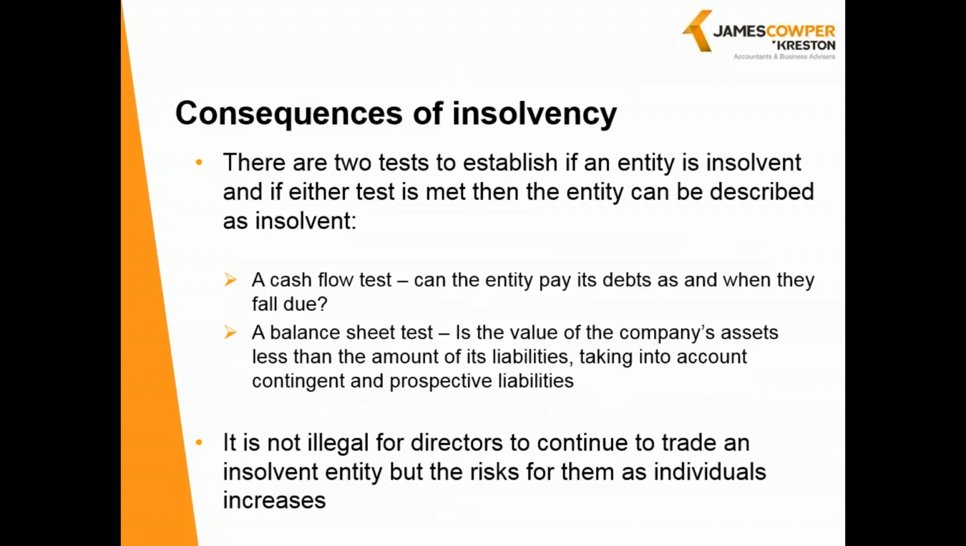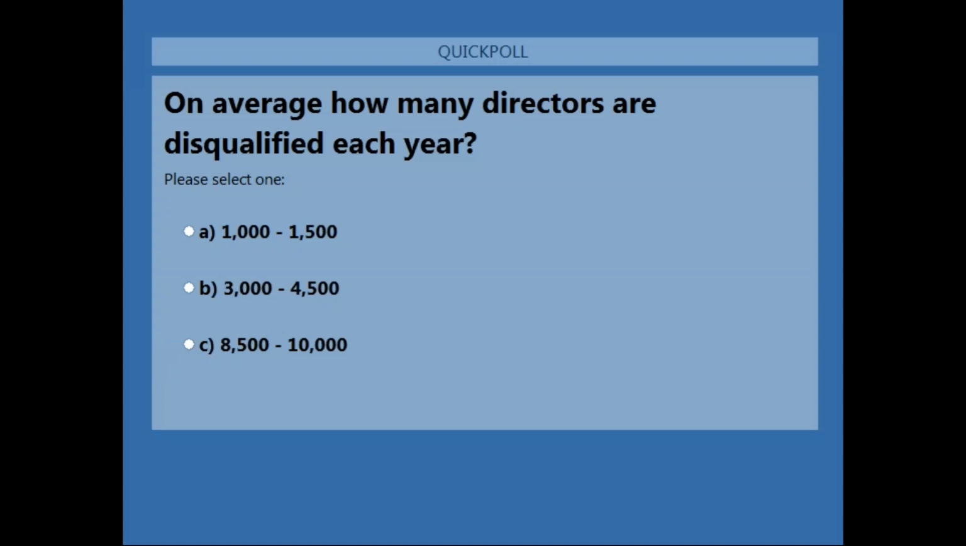But just before I do, I would just like to ask our audience a question. I think there are something like 17,500 corporate insolvency failures every year, and therefore I estimate there's something like 40,000 directors associated with those failures. I just wonder whether the audience have a view, on average, how many directors each year get disqualified. So is it between 1,000 and 1,500, or is it between 3,000 and 4,500, or is it between 8,500 and 10,000? I think you probably can use your keypads to answer that. I will come back to that in just a minute, just to give you a little bit of time to answer that question.